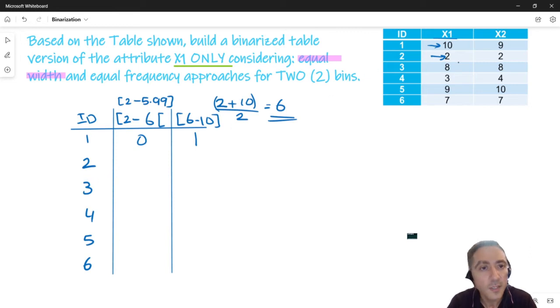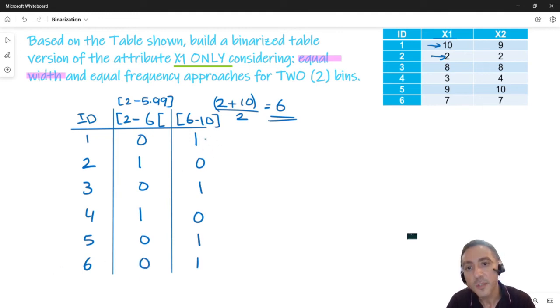How about the second object, the value of 2? That means it's located in the first range, but not in the second range, right? So this is 1, this is 0. Third is 8, that means it's here. Fourth is 3, that means it's here. Fifth is here. The sixth object is here.